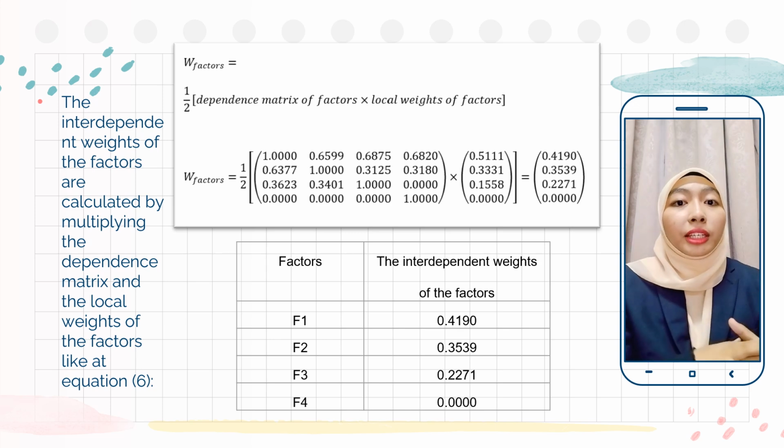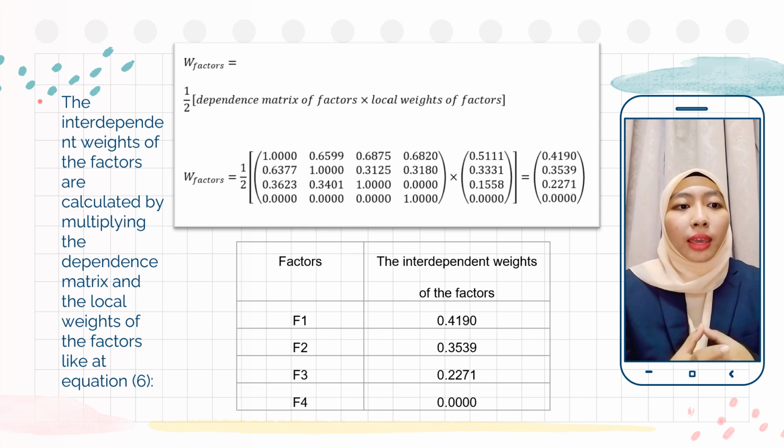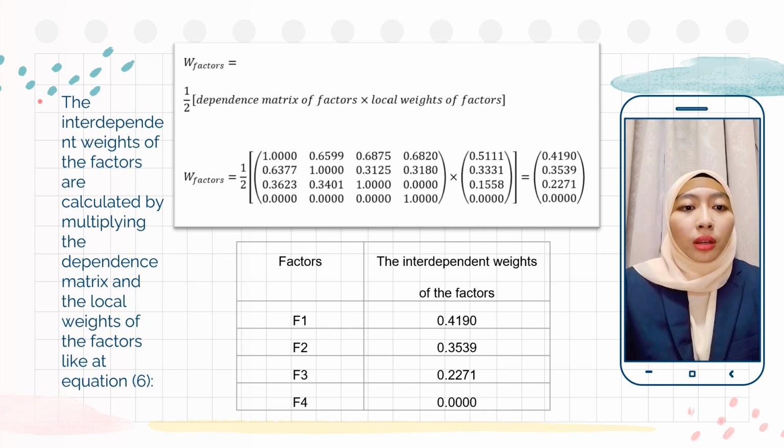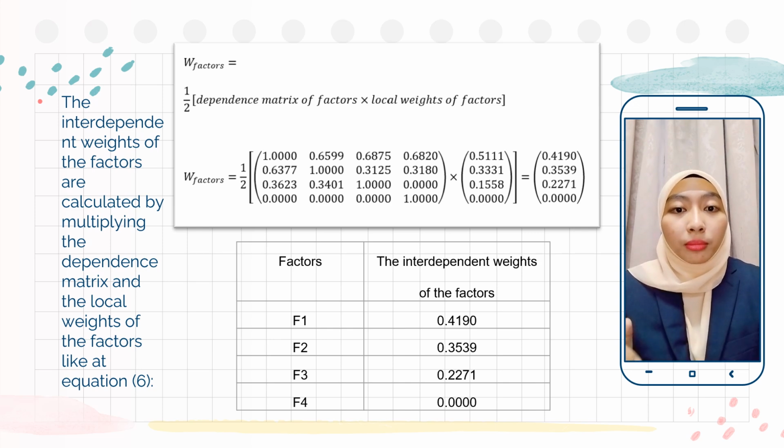Next, the interdependence weights of factors are calculated by multiplying the dependence matrix and the local weight of factors, like in equation 6. The diagram on my right above is equation 6. From equation 6, we can get the interdependence weight of the factors. All the answers are converted into the table below.